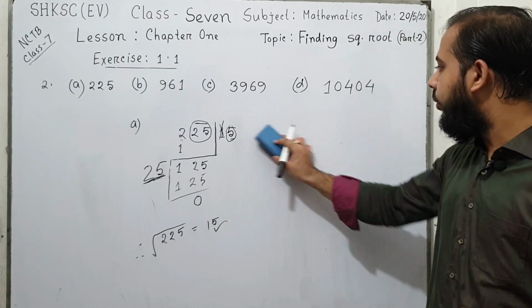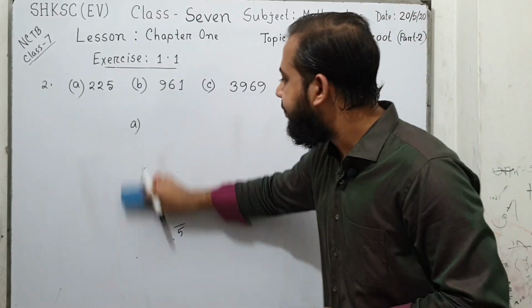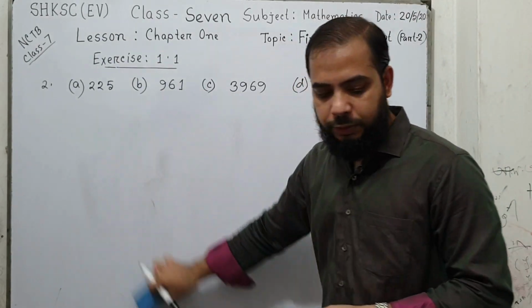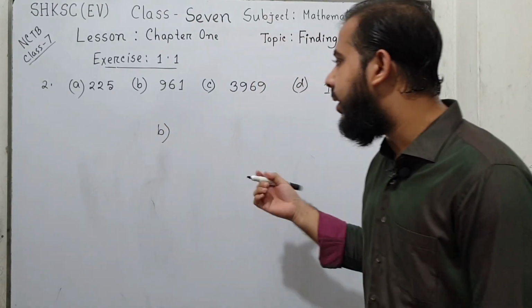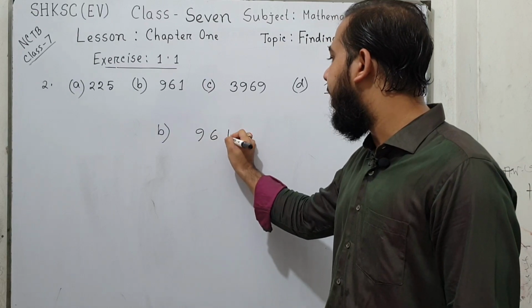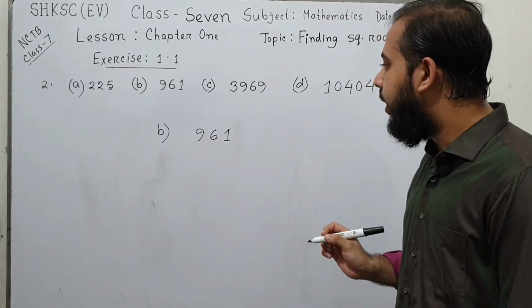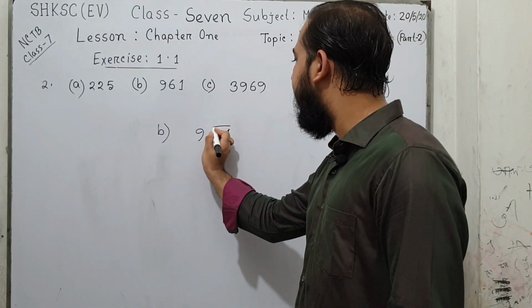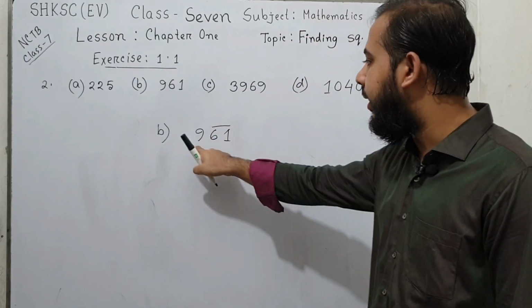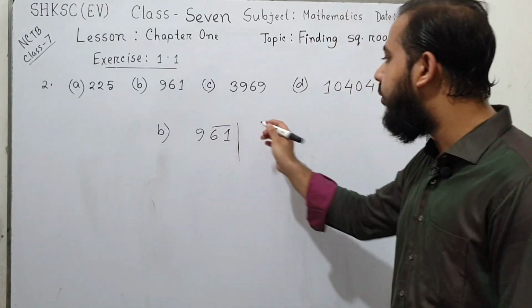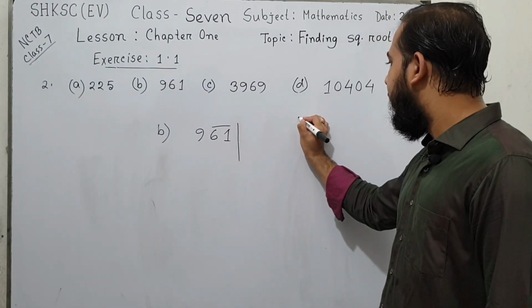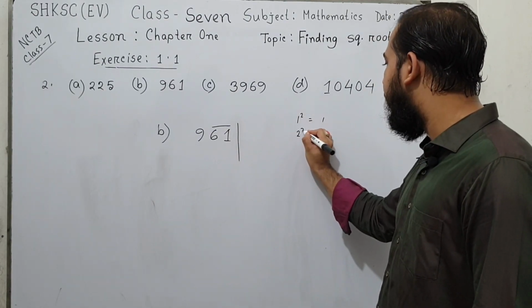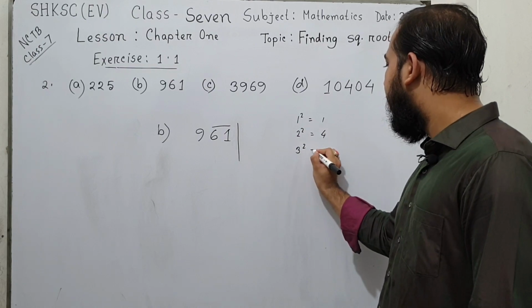Now let's move on to the next problem, that is number B. Now for number B, again we have to do similar things, that is we have to make pairs of digits from the right side to the left side. We just make only one pair here and another one is a single digit. Now you have to find the closest perfect square of 9, that is 1 square will be 1, 2 square will be 4 and 3 square will be 9.